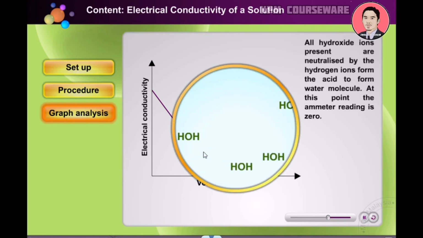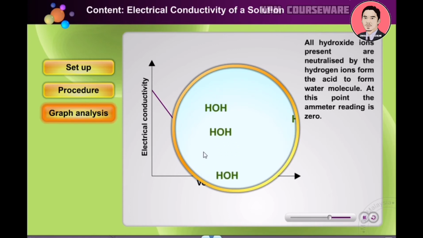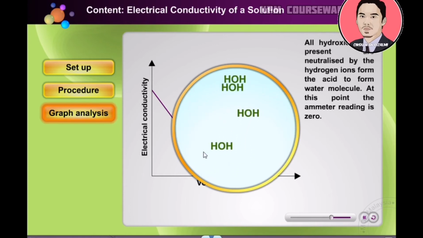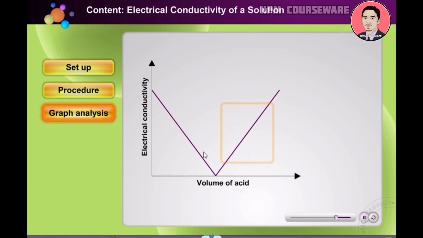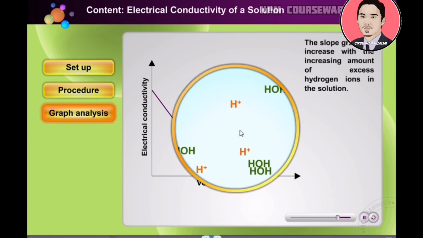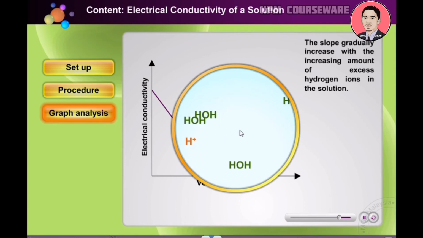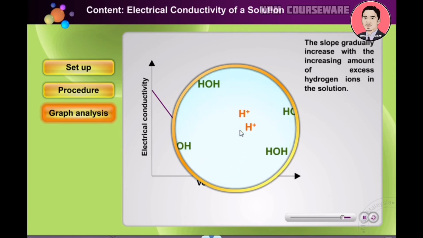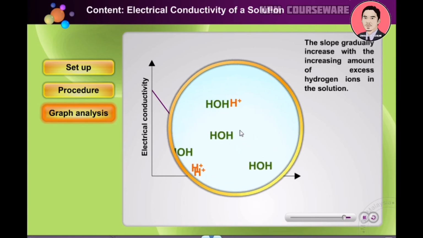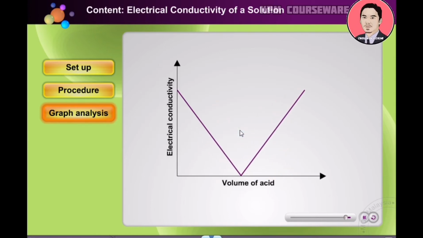At this point, the ammeter reading is 0. All hydroxide ions present are neutralized by the hydrogen ions from the acid to form water molecules. As more and more acid is added, the ammeter reading increases gradually. This is because there is an excess of hydrogen ions present in the solution. Now, from the graph, can you determine the endpoint? Click on a point along the line.